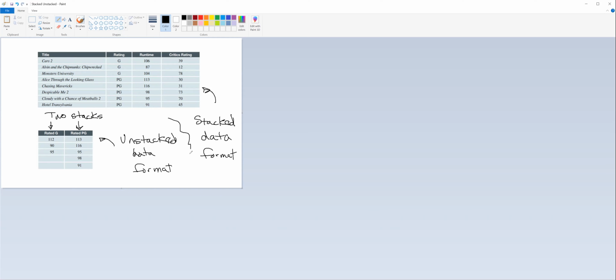So between these two formats, we're just defining them, so you do need to know the difference, but the vast majority of the time we are going to use this one. We very rarely will look at going through and splitting up the data like this into two separate columns.